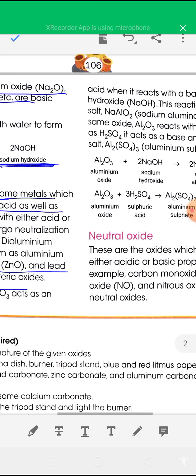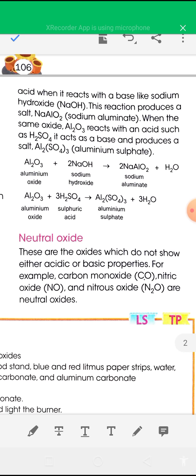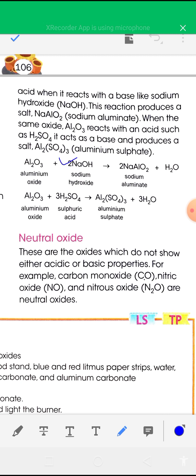For example, when aluminum oxide reacts with sodium hydroxide, sodium hydroxide is a base. So in this case, aluminum oxide Al2O3 acts as an acid because it reacts with base to form sodium aluminate, NaAlO2, and water, salt and water. So in this case, aluminum oxide acts as an acid.